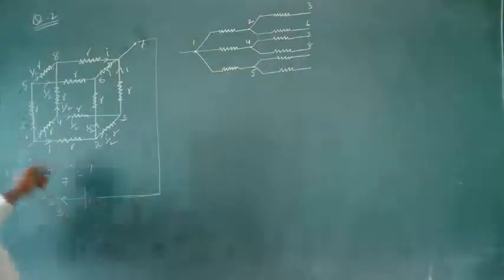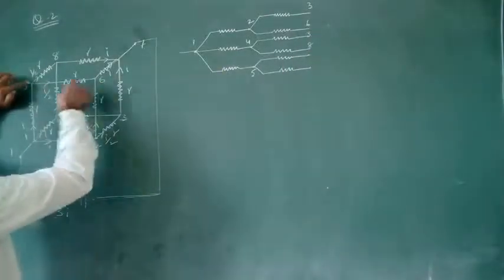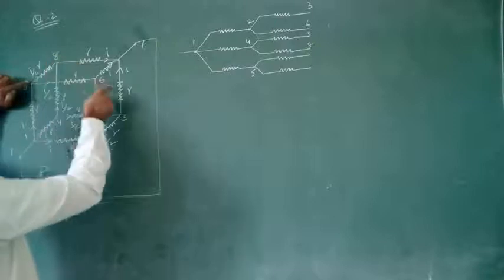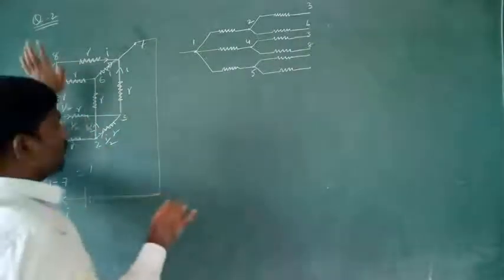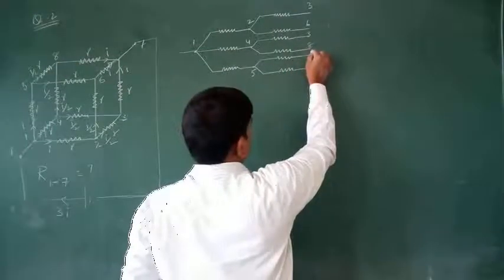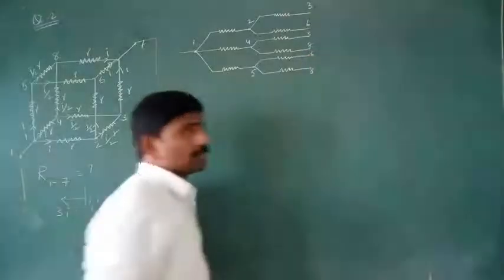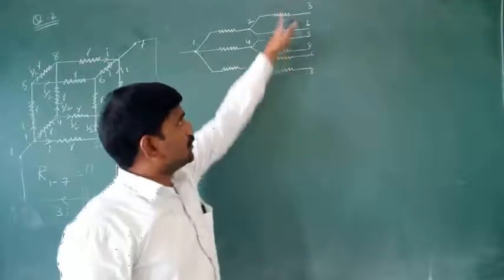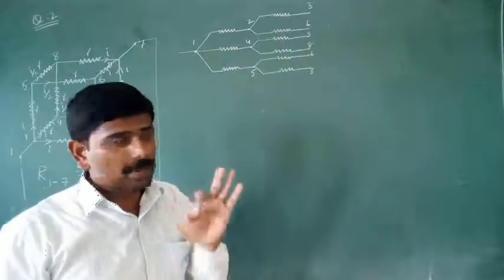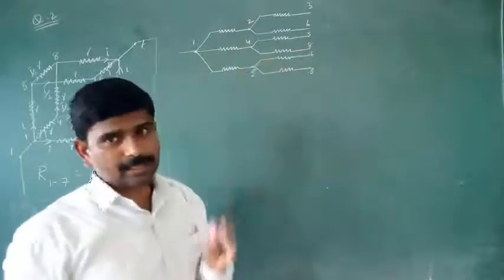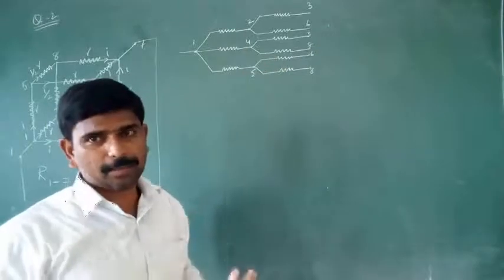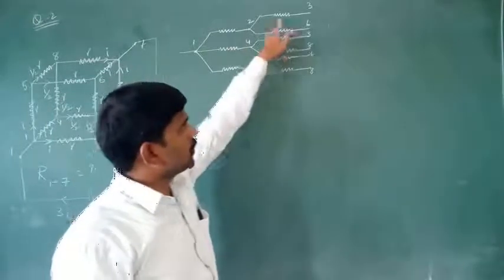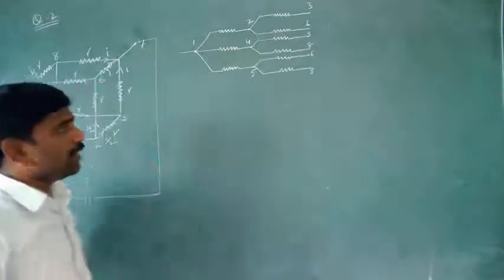Next, from 5 onwards, 6 and 8, not 3. This is the 6 and 8. If you observe, the current passing through each of these resistors is the same. That is nothing but I by 2.